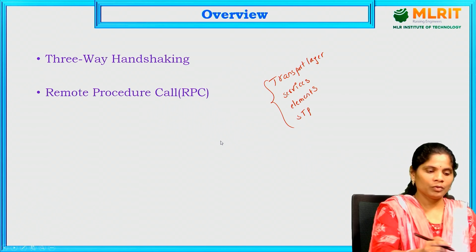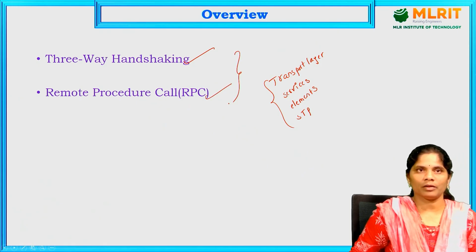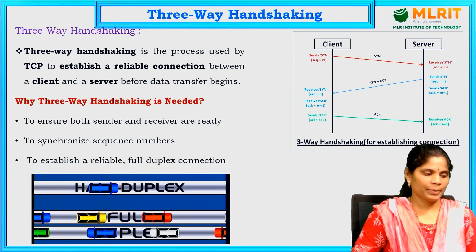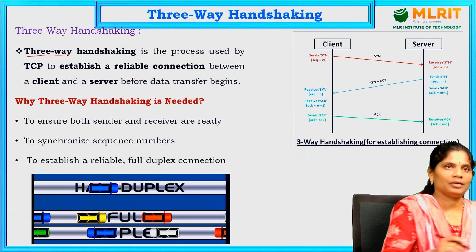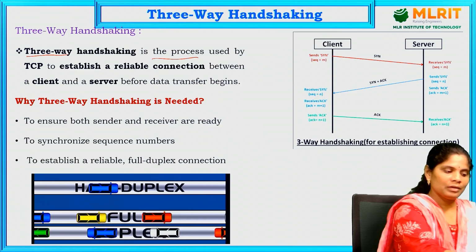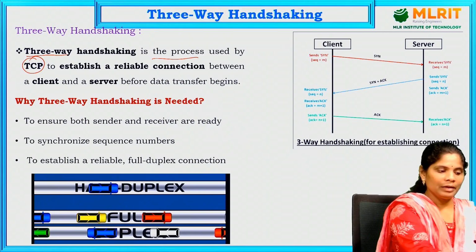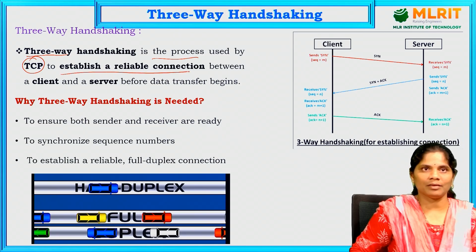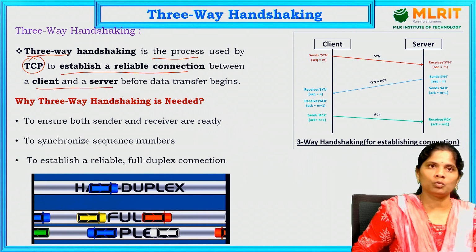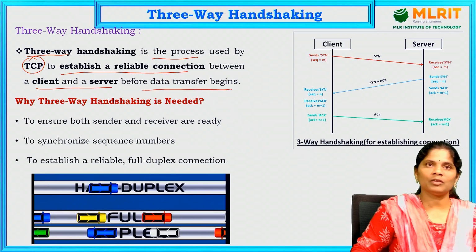Now we will move on to the next topic, that is, three-way handshaking and remote procedure call in the transport layer. First let us see three-way handshaking in the transport layer, and how it happens. Three-way handshaking is a process mainly used by TCP to establish a reliable connection between the client and server, before the data transfer begins.